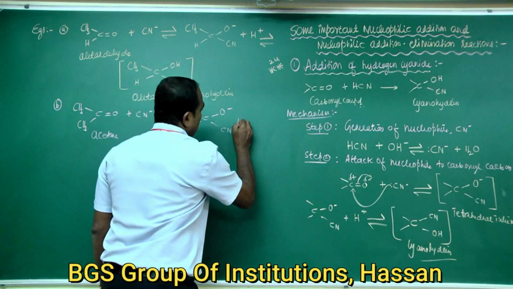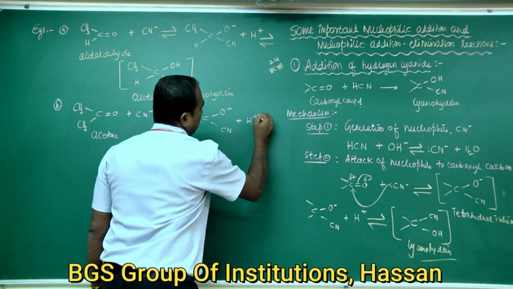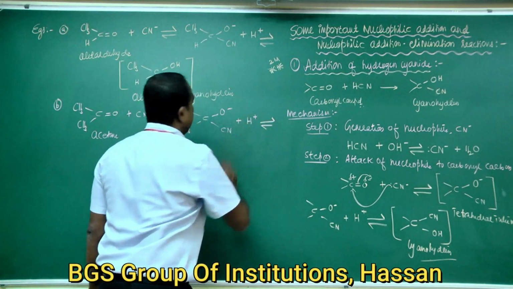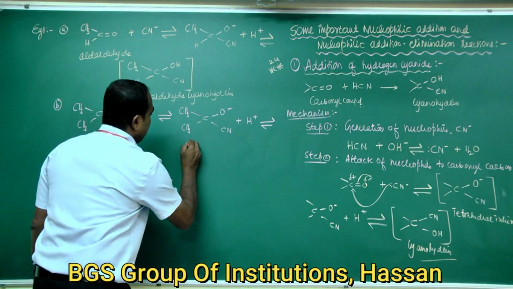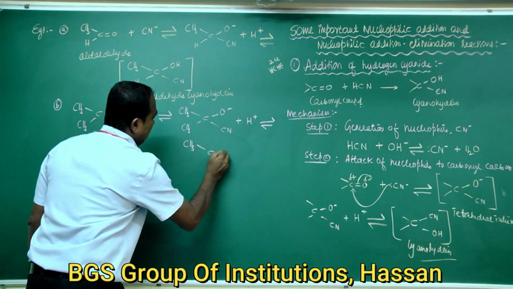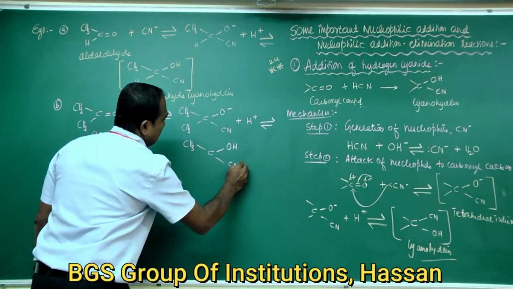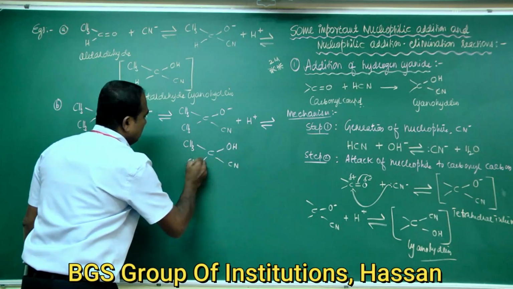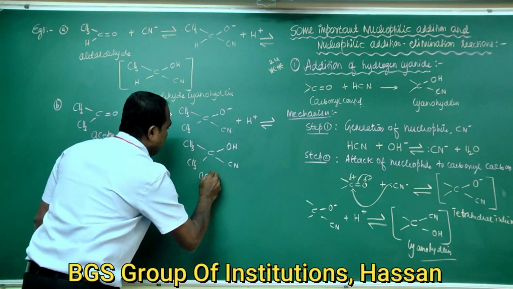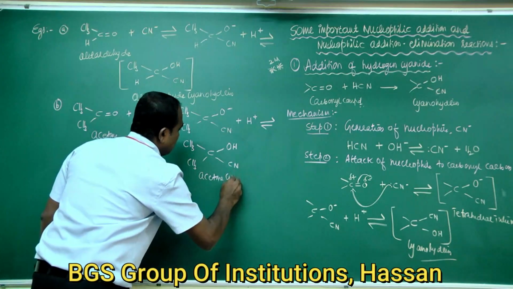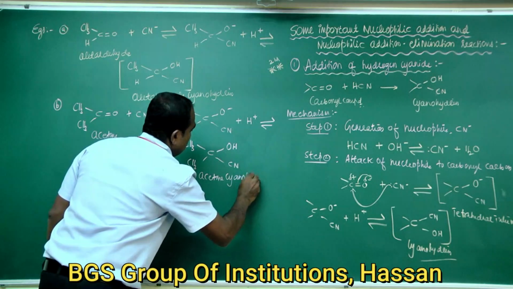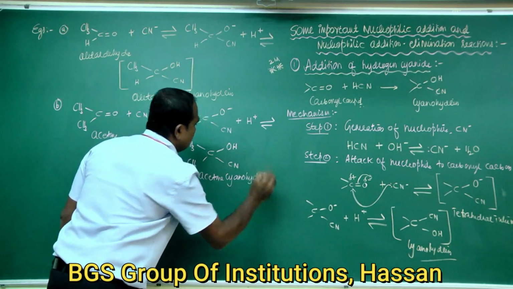So this is attacked by the proton, that is H+, to form the intermediate CH3-C(OH)(CN)-CH3. This is acetone cyanohydrin.